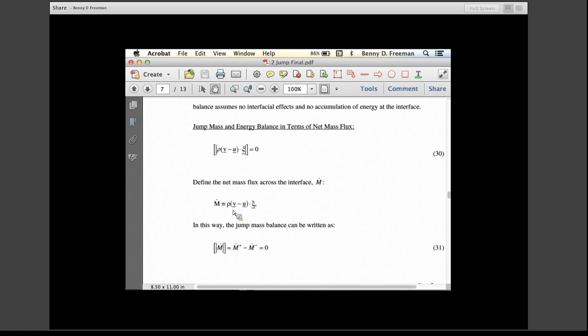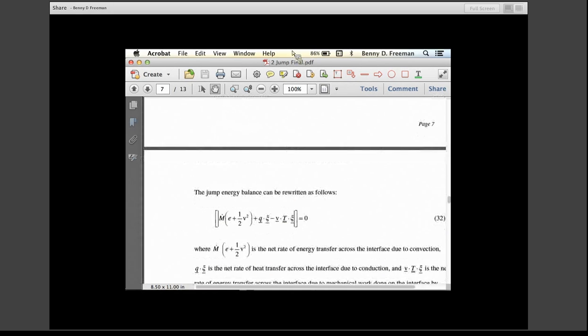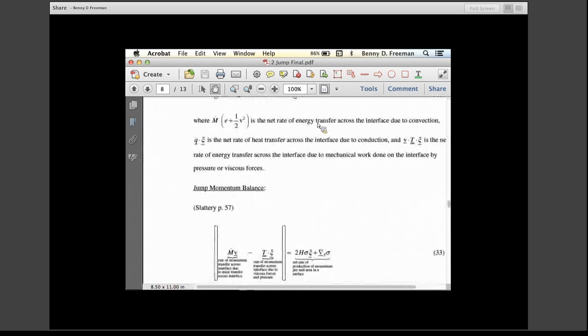And so the jump mass balance then is written as the net mass flux to the surface from the plus phase, and that away from the interface in the minus phase have to be equal to one another. This again is a statement of no accumulation of material at a phase interface. Now we'll relax that as we go forward and look at cases like surface diffusion, but this is the simplest form of that, and it's useful in many situations.